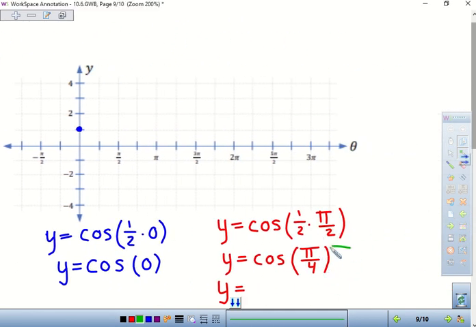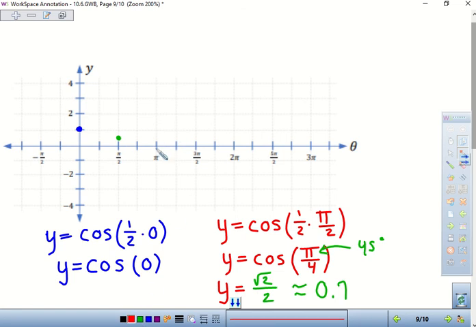So cosine of pi over 4, that's just 45 degrees. We know that cosine of 45 degrees is radical 2 over 2. Now, not too nice to graph, but what we can do is get a decimal approximation, right? Just to see where it is. So in my calculator, I'm going to do radical 2 divided by 2, and that's approximately 0.7. So here, my graph's at 0.7, so about here.